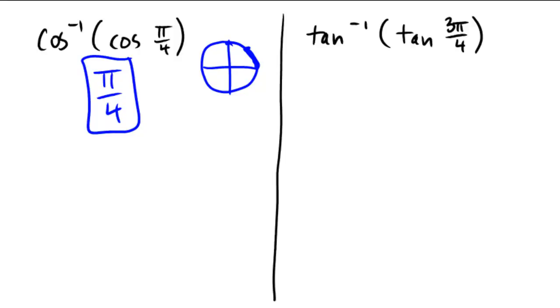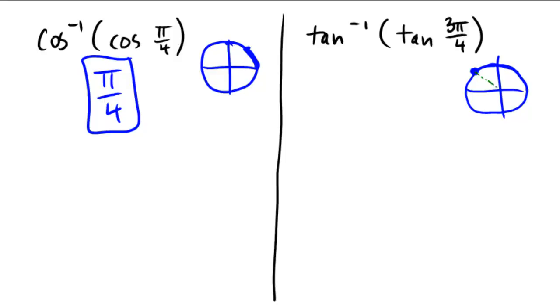How about on the right here, where we have a tan inverse of a tan of 3 pi over 4? Well, 3 pi over 4 is located right here. And unfortunately, arctan needs to be done on only the right-hand side of the circle. So the tan of 3 pi over 4 would be this negative 1 over here, but we have to find the correct angle in the right quadrant for this one.